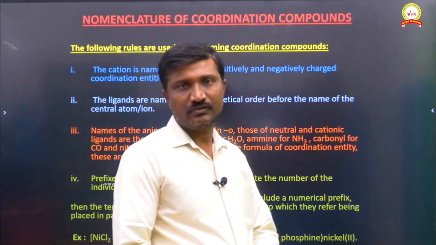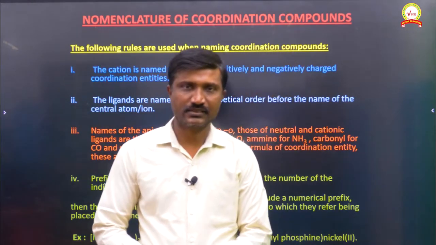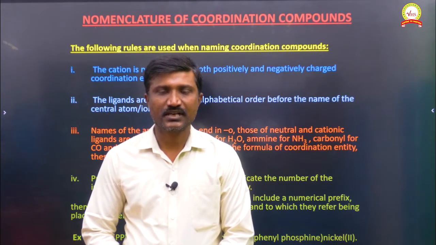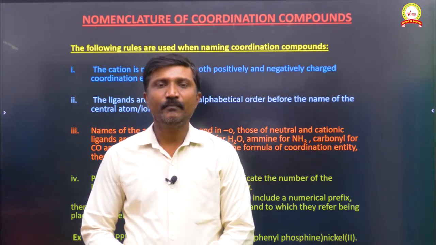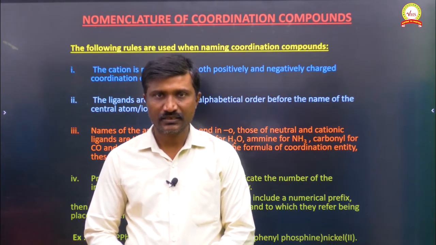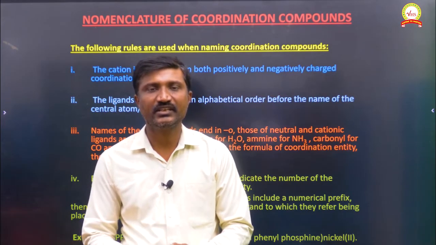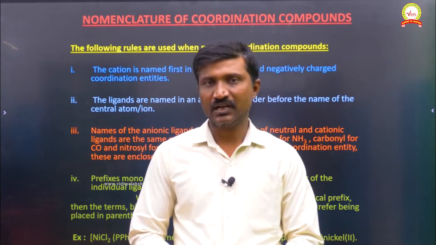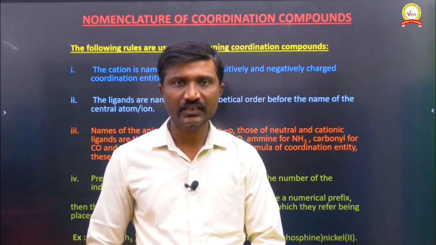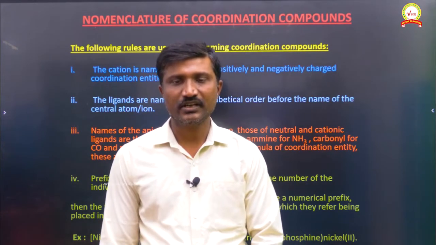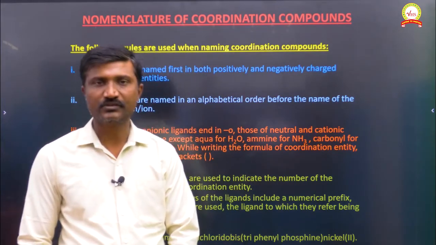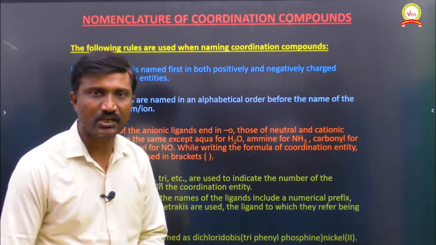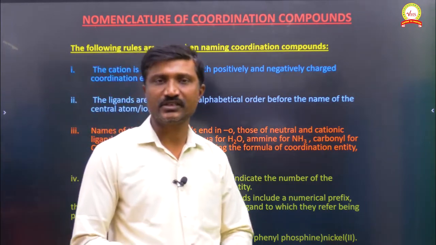So how do we give names to coordination compounds? In the last video we discussed that coordination compounds are nothing but complex salts. We call them complex salts because when they dissolve in water, they produce only a few ions, but not all. Since these are complex compounds, we can give names to them like our simple salts.